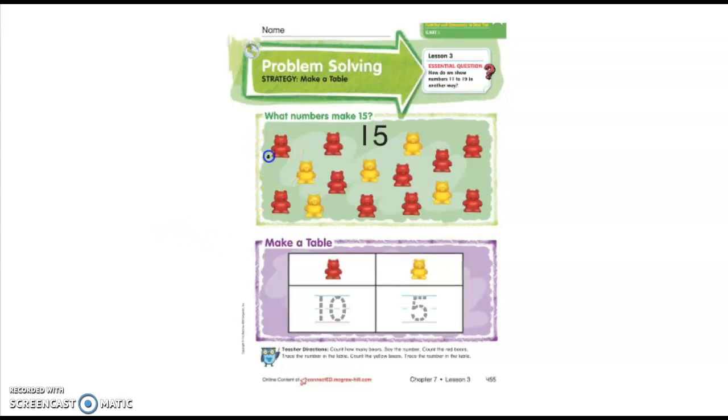First, count the red. 1, 2, 3, 4, 5, 6, 7, 8, 9, and 10. We're going to go down to our table and trace the 10. Then, you guessed it, we're going to count the yellow. 1, 2, 3, 4, 5. Trace the 5 in the table. How did they make 15 with red and yellow? With 10 red bears and 5 yellow bears. 10 red, 5 yellow makes 15.